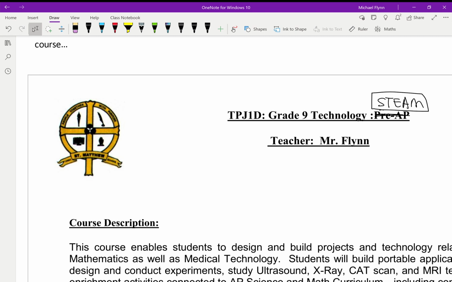Now I think in your course outline it says medical technologies. Well, let me tell you a little bit about where that comes from. Years ago, when we started the program, it used to be called the pre-AP program, because we were considering having AP, which is advanced placement classes. But then we decided that it was better just to make it more of an enriched program, and that's where you come in with the STEAM program, right? Science, technology, engineering, arts, and math.